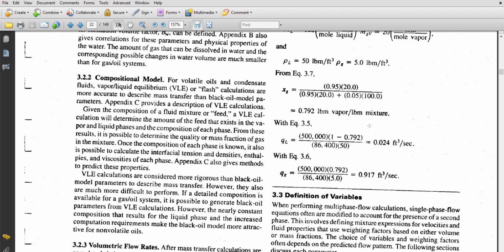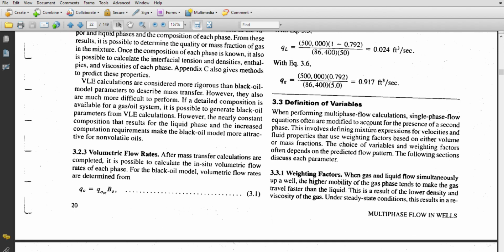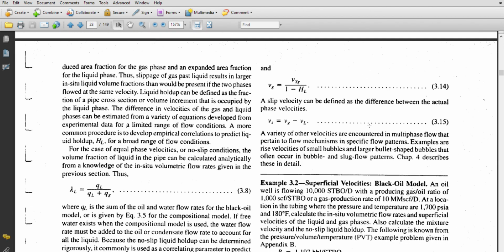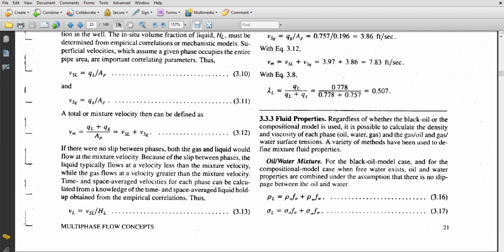So in this case, we have liquid water, and we end up with a term like fo. fo is the oil cut in this case. So we talk about it, and we will talk about this one later on. Okay.